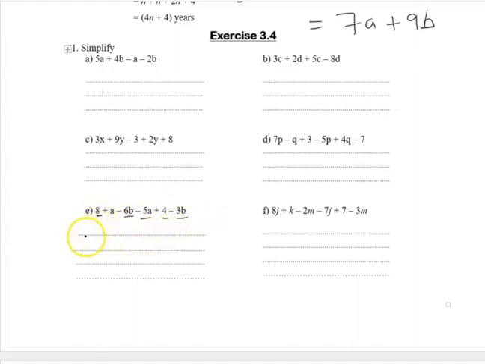Now what we can do, we can pair up all the like terms. So we have 8 plus 4. And then you have A, and you have minus 5A. So we have A minus 5A, then you have minus 6B, minus 3B. 8 plus 4 is going to give us 12. And A minus 5A is going to give us minus 4A. Minus 6B minus 3B is minus 9B.